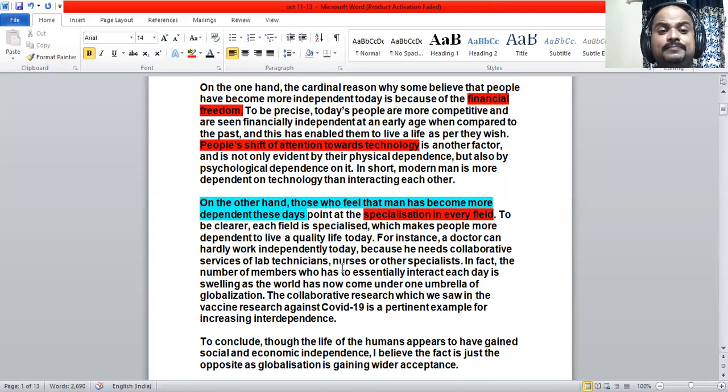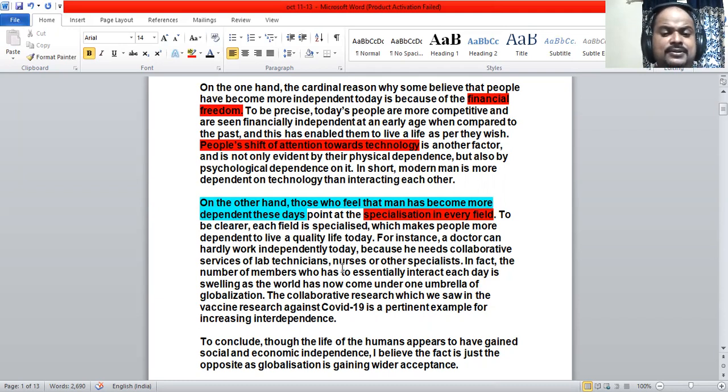In the past, they could perform independently, but right now we can't do that, because without the assistance of nurses and lab technicians, it's not possible to run things smoothly. In fact, the number of people who have to interact each day is increasing and increasing, as the world has now come under one umbrella of globalization. This is the reason why people are made to interact with each other. There is no other way. They have to interact because the world is becoming globalized.